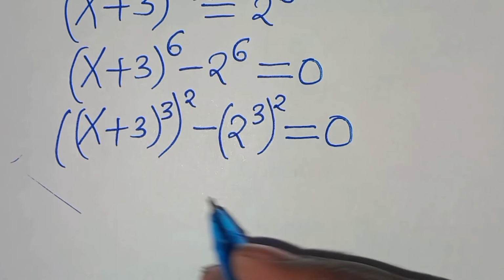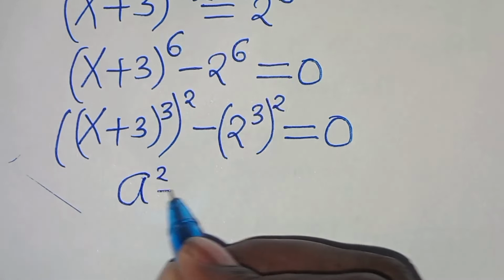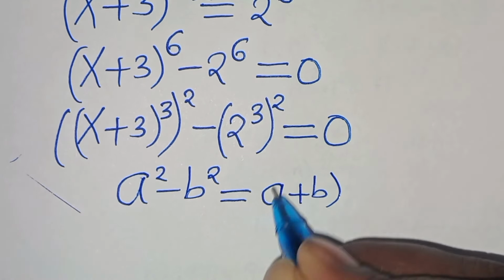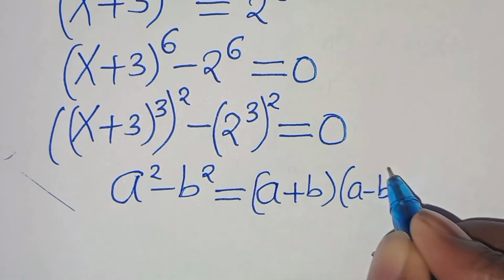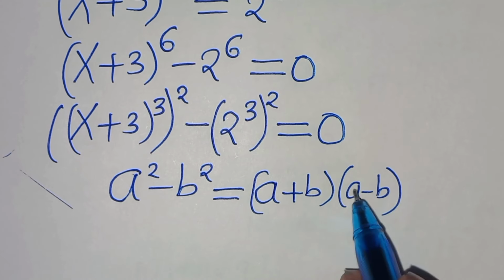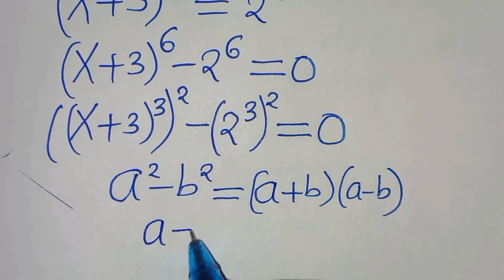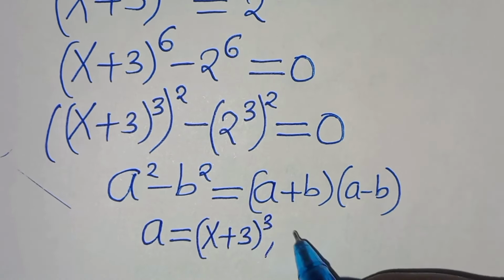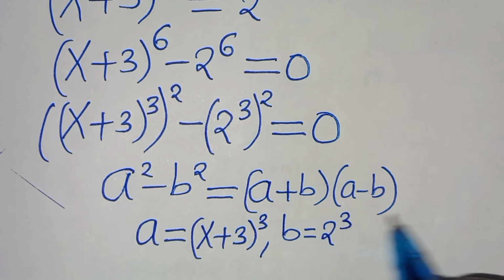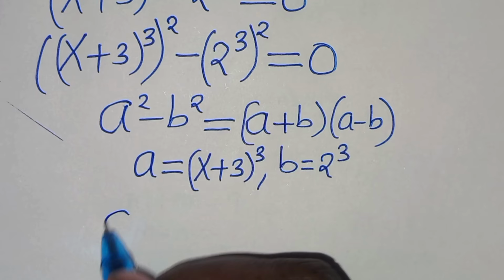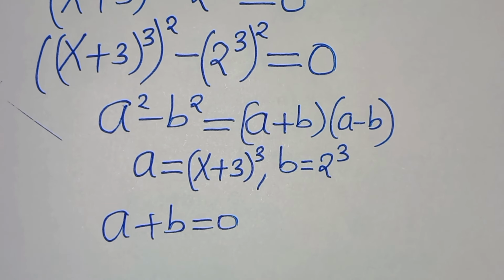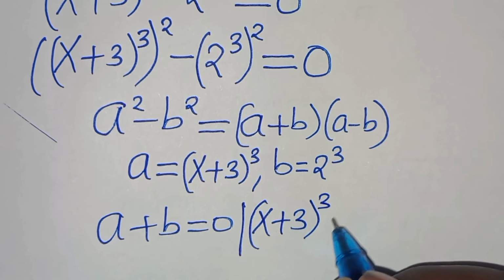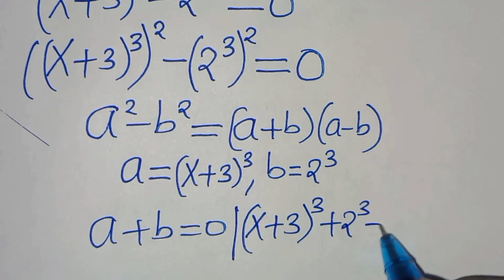From this equation, this is of the form a squared minus b squared, which is the difference of two perfect squares, expressed as (a + b) multiplied by (a - b). Applying this identity, we have that a is equal to (x + 3)^3, and b is equal to 2^3. So this implies that a plus b equals 0, which is the same thing as (x + 3)^3 + 2^3 equal to 0.